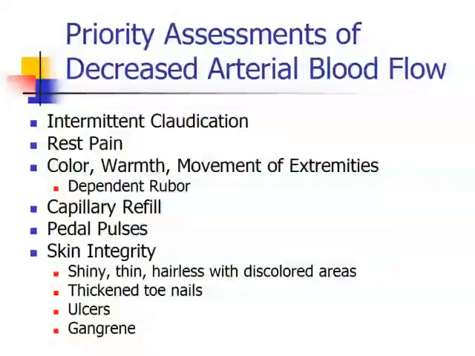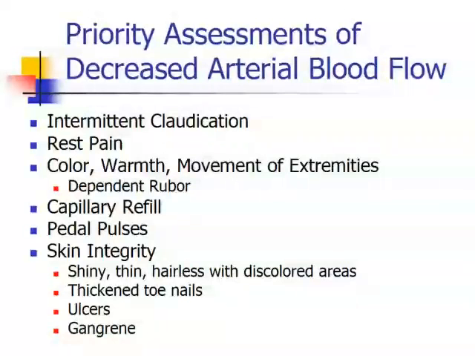Patients may also have color, warmth, and movement difficulties if they have arterial occlusions. So you may see dependent rubor, you may see pallor with elevation, those types of things. The patients may develop poor capillary refill. You may also see pedal pulses that are poor and hard to palpate. You may only be able to find pulses with a Doppler. You may not be able to palpate them if they have a lot of arterial occlusion.